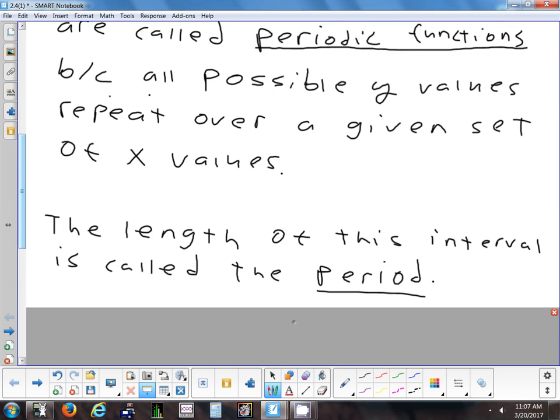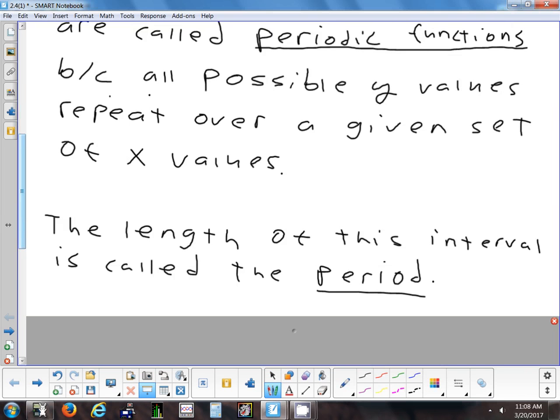That length of the interval that you just said, 360 degrees, is called the period of the function. It's the number of degrees you have to go through before your function will repeat itself. Now, when you're talking about the period, 0 to 360 degrees, that's the normal period. If you don't change it, that's how many degrees you have to go through before it repeats.